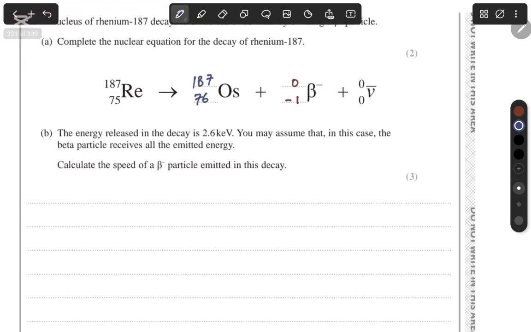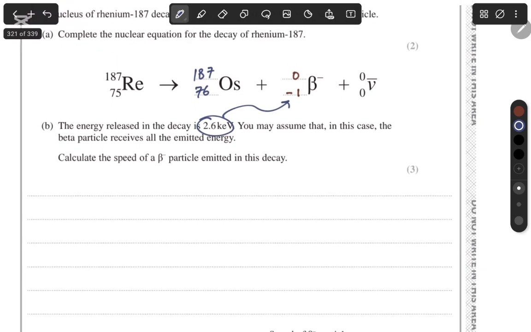And then it says the energy released in the decay is 2.6 kilo electron volts. You may assume that in this case the beta particle receives all the energy. So we have all of this energy going to the beta particle, and it says calculate the speed of the beta particle. So all of this energy goes to the beta particle as its kinetic energy. We are making that assumption. So we're going to say 2.6 times 10 to the power of 3 times 1.6 times 10 to the power of -19. So basically I've converted the energy into joules.